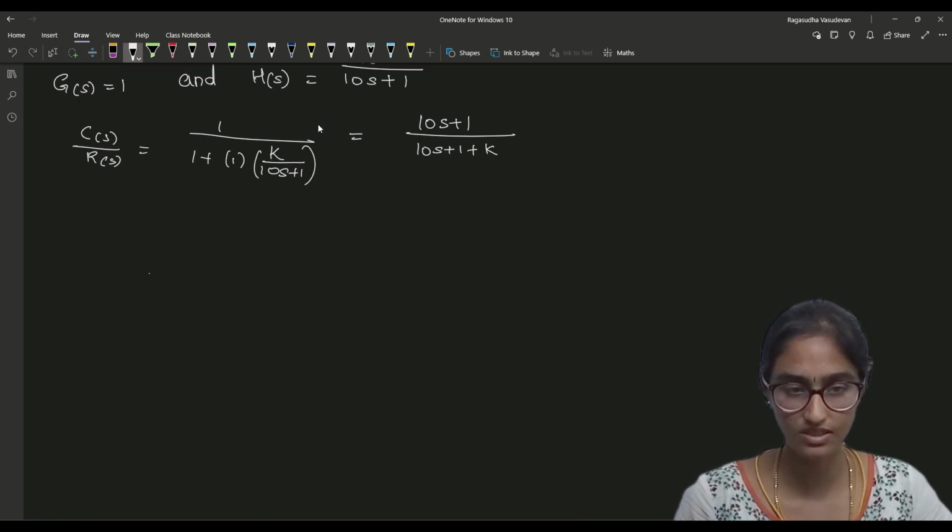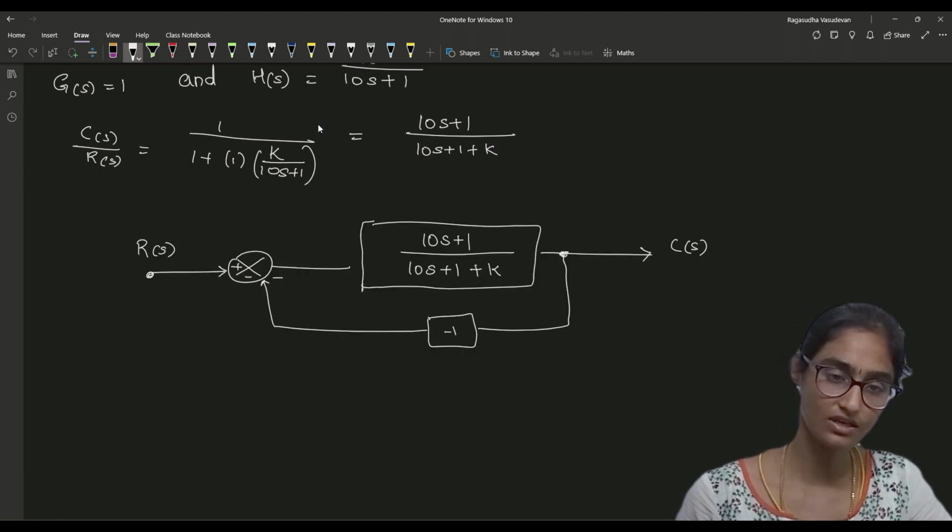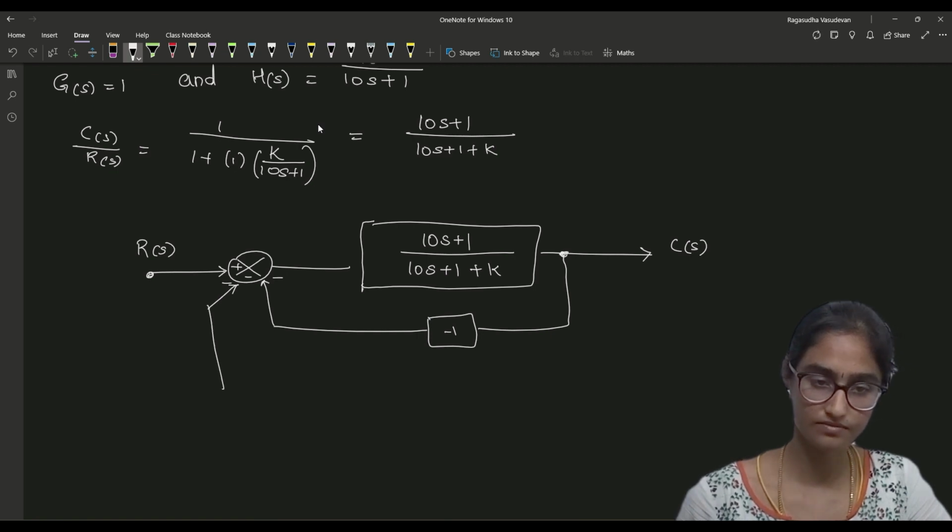So we have a setup like this now. It is an intermediate setup. To this we added a minus 1 and then we added a plus 1 term.